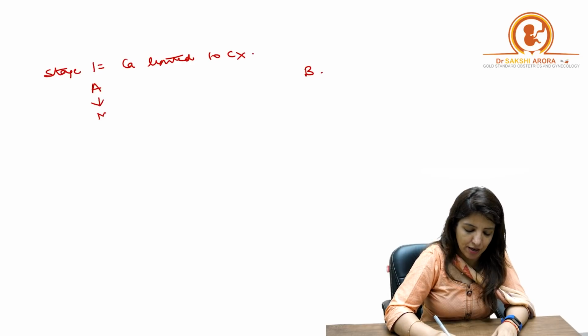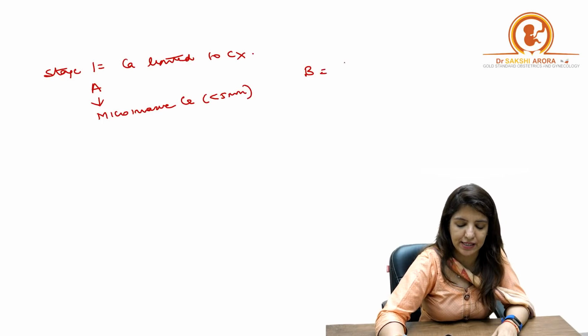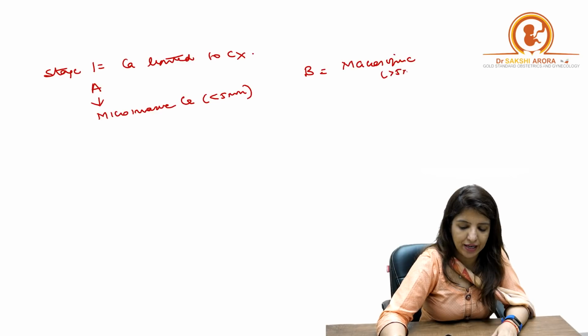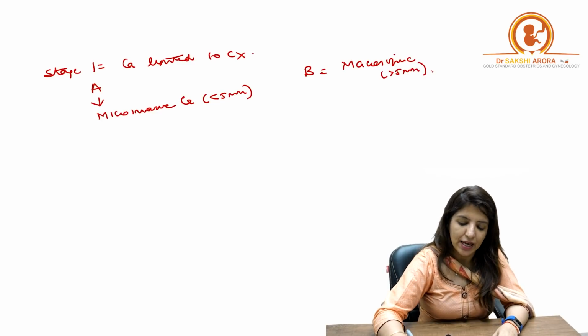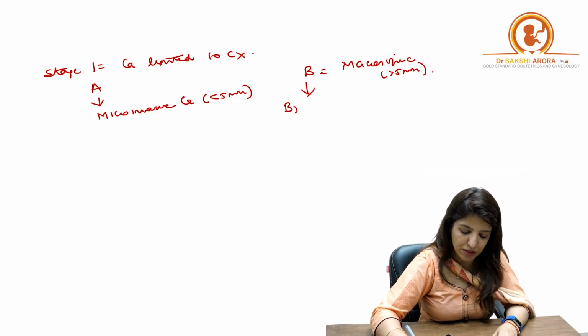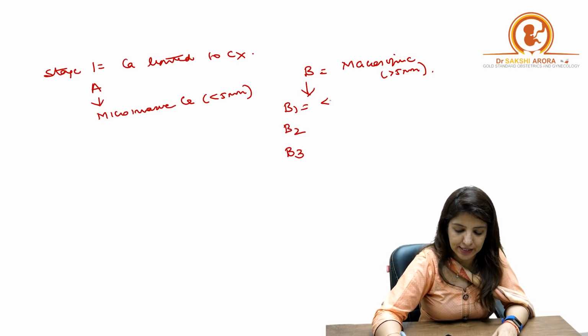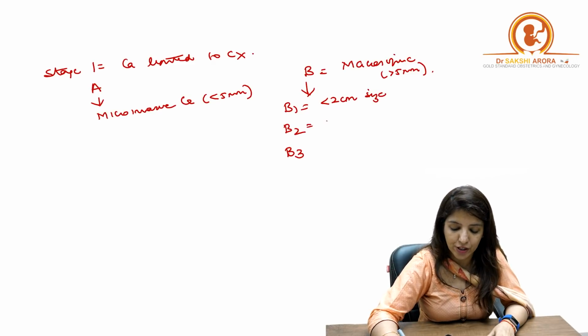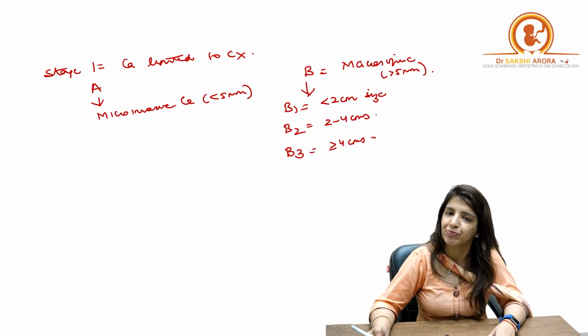A means it is a micro-invasive cancer, less than 5 millimeters in depth. B means it's a macroscopic cancer, more than 5 millimeters in depth. Now, B was then divided into B1, B2 and B3. B1 means less than 2 centimeters in size. This is the size of the tumor now. B2 means 2 to 4 centimeters in size, and B3 means more than or equal to 4 centimeters in size.